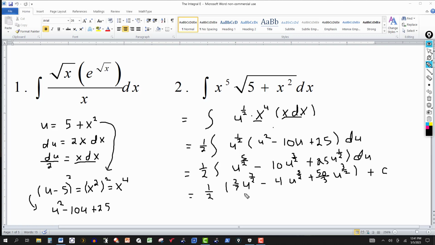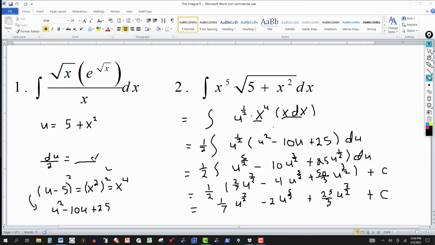Now I'll go ahead and multiply through by the 1/2 here. So 1/2 times the coefficient here, 2/7, that's going to be 1/7 u to the 7/2. Next one, multiply by 1/2, gives me a minus 2 u to the 5/2. 1/2 times the 50 over 3 gives me 25 over 3 u to the 3/2. Plus the constant of integration. That's pretty much the answer in terms of u, but we want it in terms of the original variable. So all we have to do is simply take this here and replace each u by what we set it equal to.